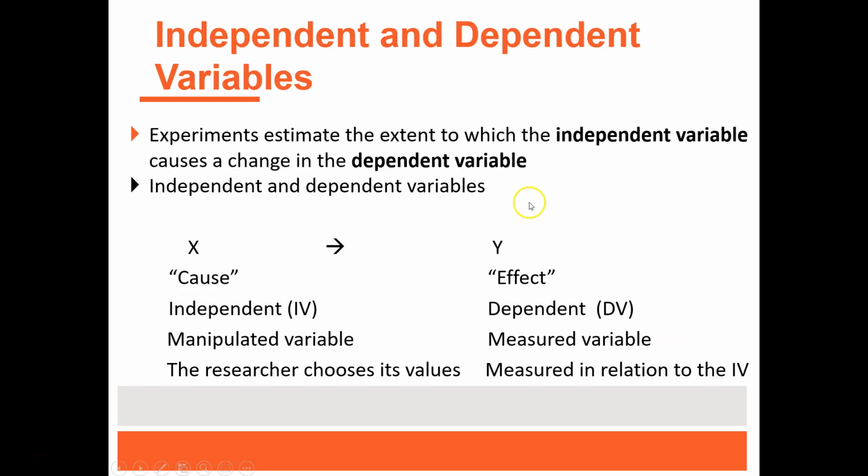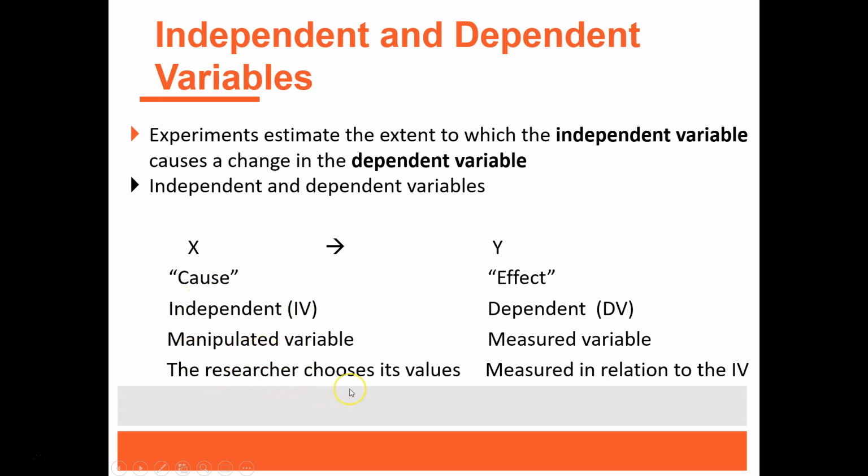So what do I mean by that? You get a causal claim when you do a true experiment, and we're going to be talking about that later in the class. But when you do an experiment, you're actually able to estimate the extent to which the independent variable causes a change in the dependent variable. And so in a causal claim, you're really trying to understand something about cause and effect. The cause, the causal variable, like I said, is the independent variable, or the IV. This is the one you manipulate.